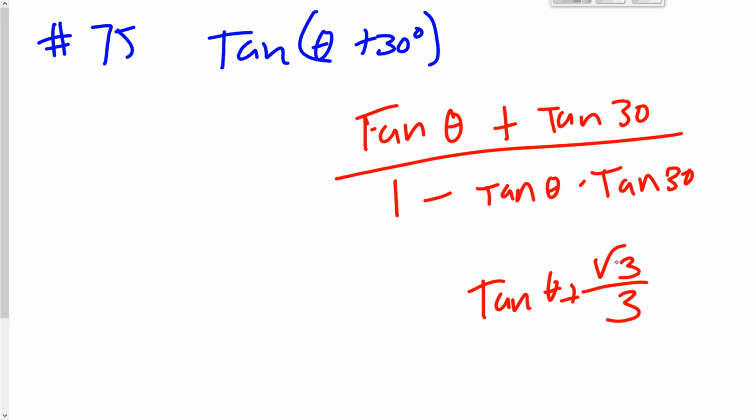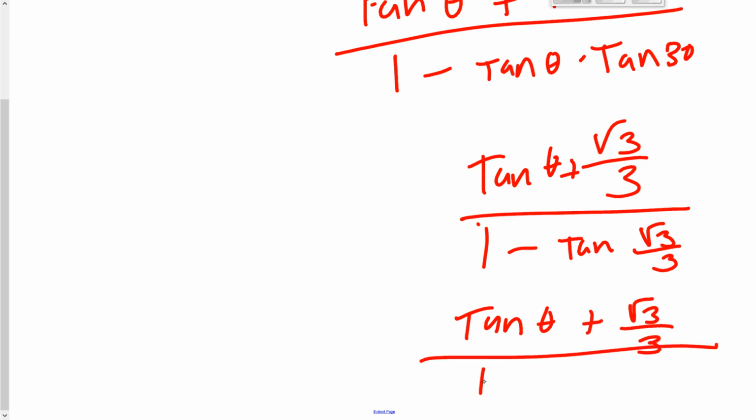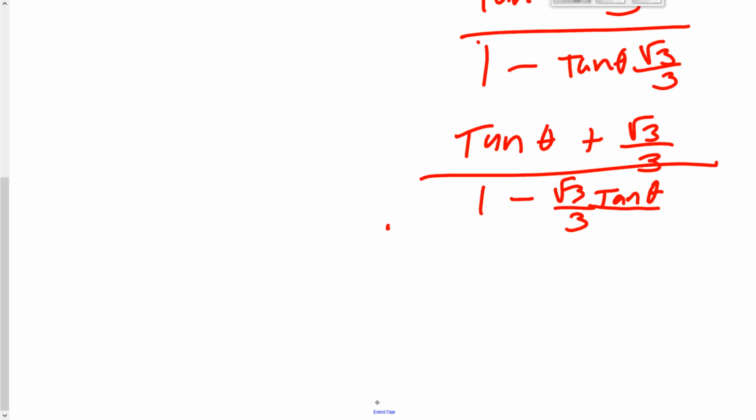So we have tan of theta plus √3/3, and 1 minus tan of theta times √3/3. I'm pretty sure they probably want us to simplify a little bit. When I'm multiplying tan of theta, I'm going to get √3/3 tan of theta. So I can put that tan of theta on top there on the bottom. So I have a few fractions that I could simplify.